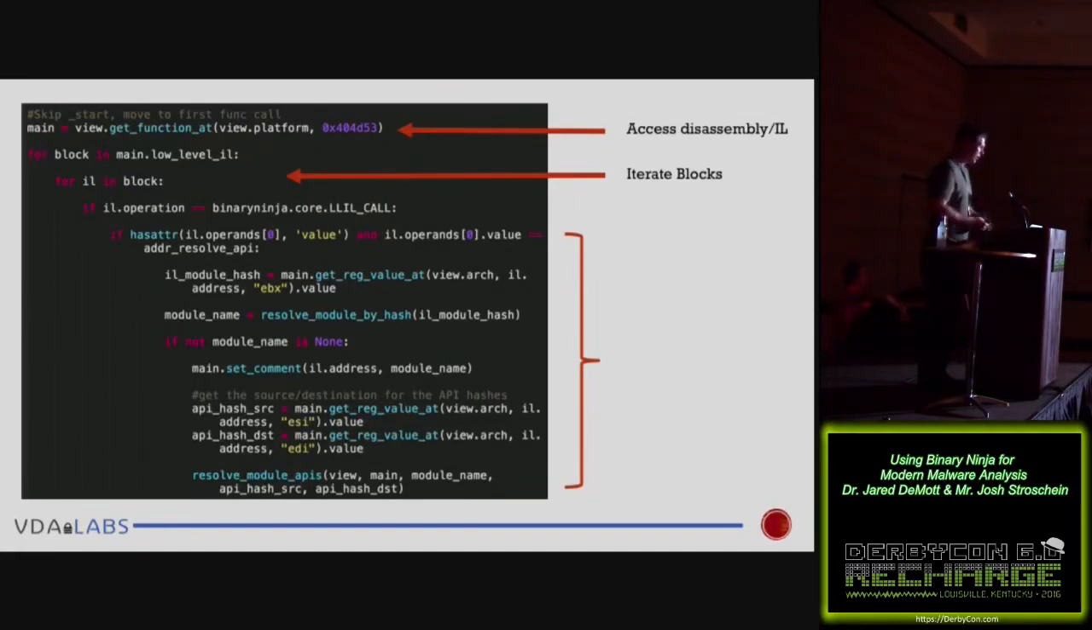And this was a really good example of that because I knew those registers were going to have static values moved in. So I was able to query the register state at that call instruction to get those values.